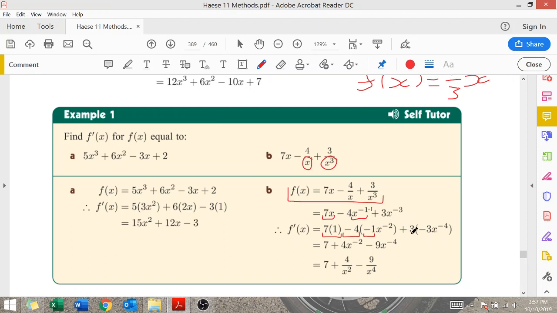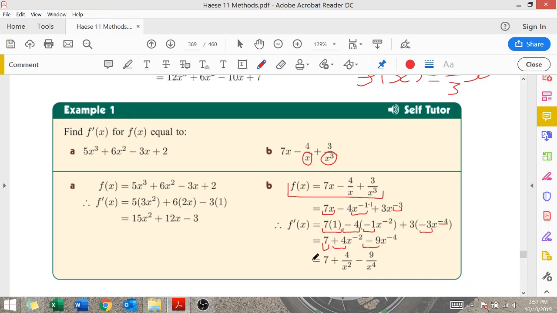Next, plus 3 stays out the front, times by our power, negative 3, that's where this comes from. Take 1 off of the power, we're going to get negative 4, and we can tidy this up in a minute. So here we go. 7 times 1 is 7. Negative 4 times negative 1 is positive 4. Then positive 3 times negative 3 gives us negative 9.